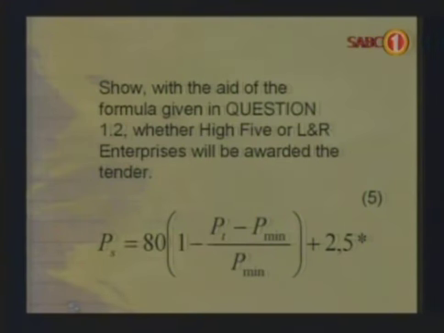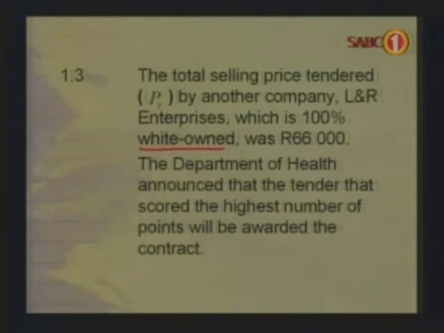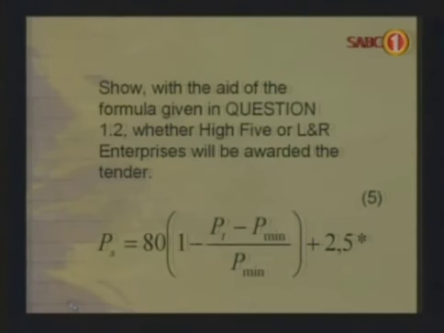Okay, let's look at the next question. Show with the aid of the formula given in question 1.2 whether Half 5 or L&R Enterprises will be awarded the tender. Okay, I missed this one. The total selling price tendered by another company, L&R, which is 100% white-owned, what does that mean? It means you can't add that 2.5, was 66,000. And the Department of Health announced that the tender that scored the highest number of points will be awarded the contract. Show with the aid of the formula in question 1.2 whether Half 5 or L&R Enterprises will be awarded the tender.